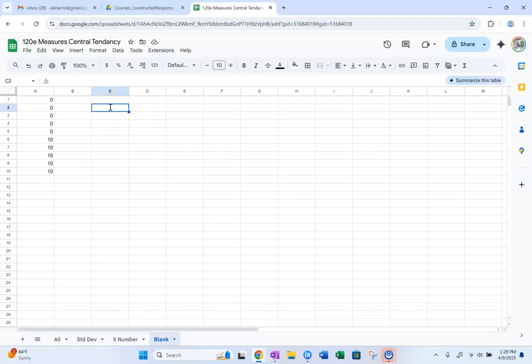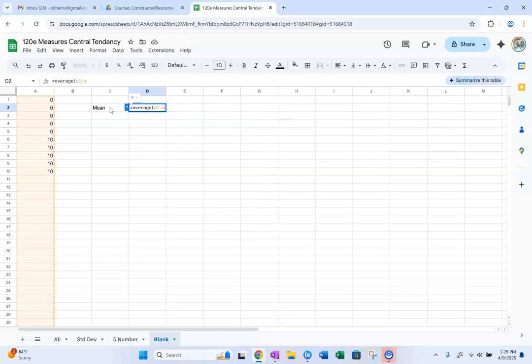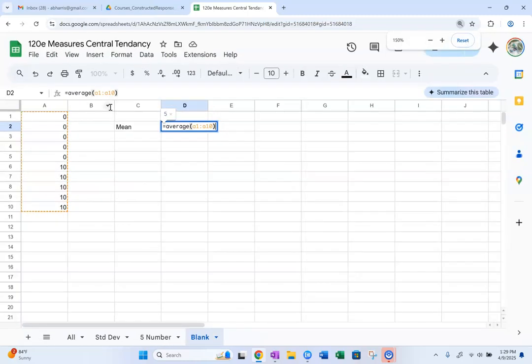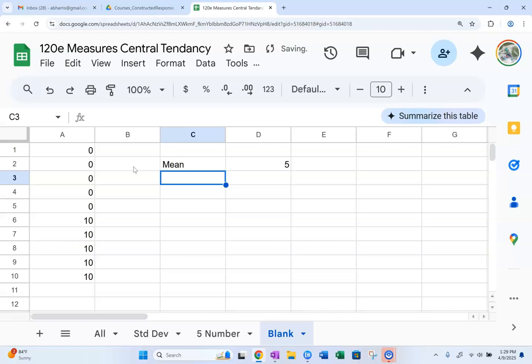Let's find our mean. Let me do it over to the side here. So I'm going to go equal average, and I'm going to go A1 colon A10. And see how it highlights that? And I'm going to end my parentheses right there, A1 to A10. Let me see if I can blow that up a little bit. There we go. That's better. Enter.